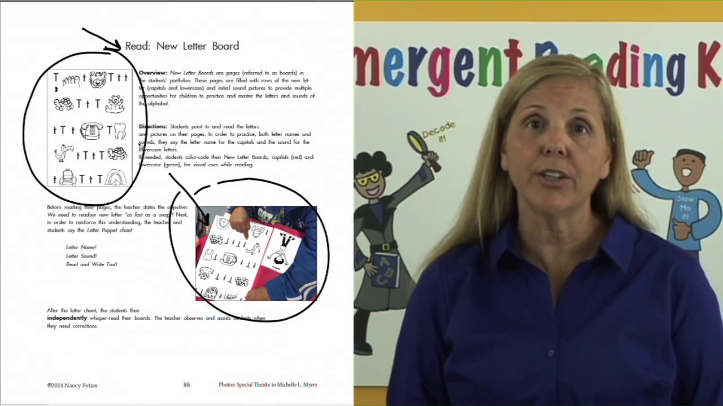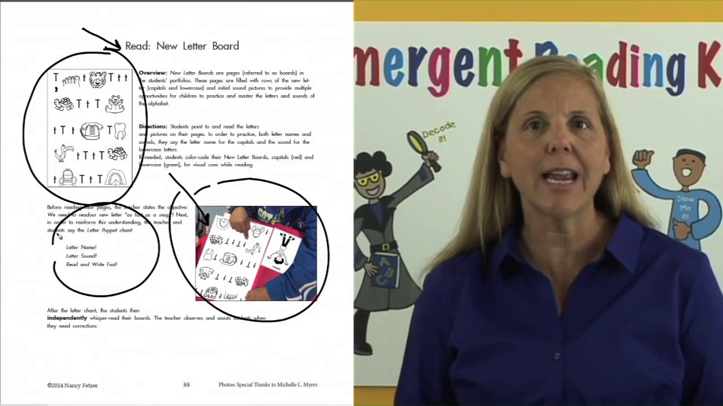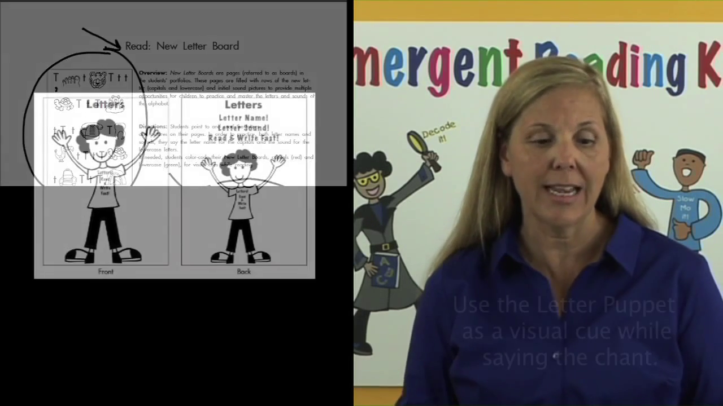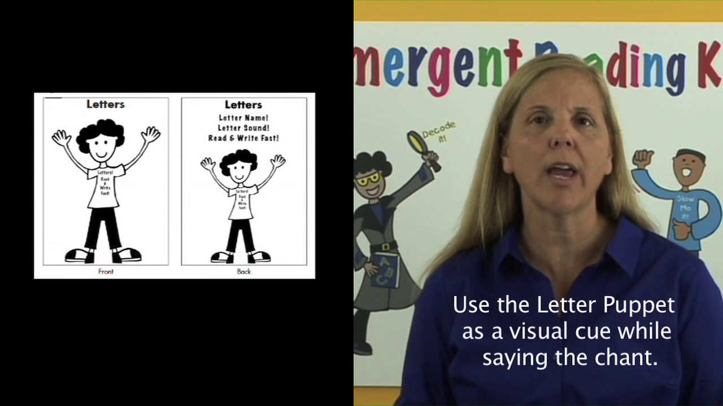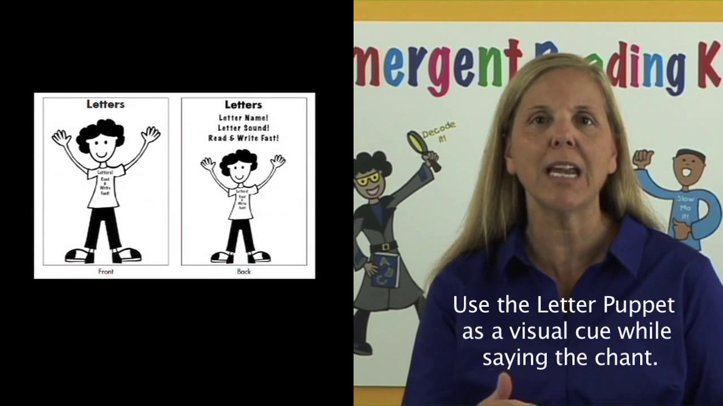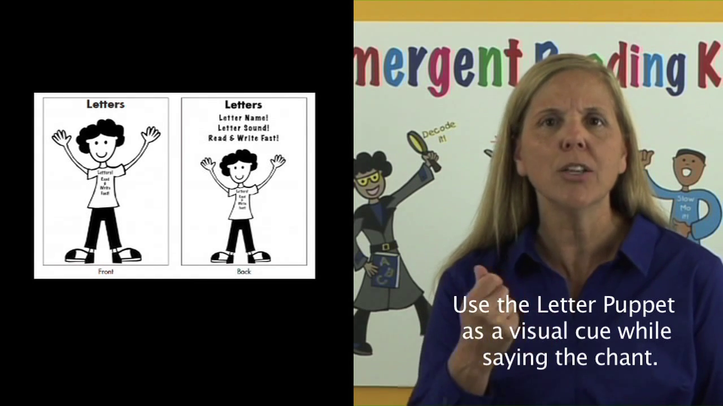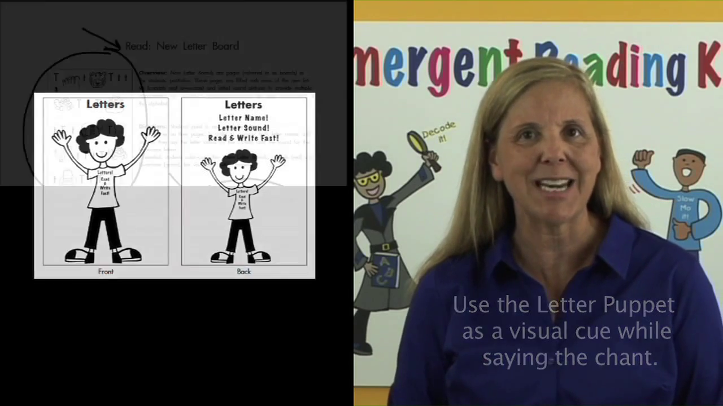Also, when you're introducing this page, don't forget to remind them: letter name, letter sound, read and write fast. And in this case, what are we doing? We're reading fast. We're trying to look at the letter, say the name or sound or words that begin with it as quick as a snap so that we master that letter. We try to get that mastery and that automaticity.